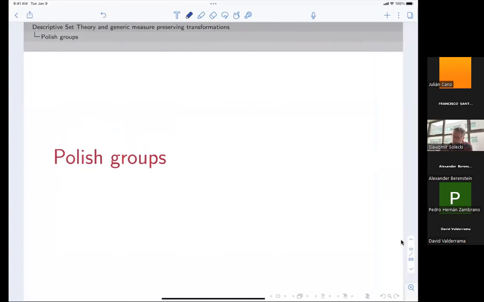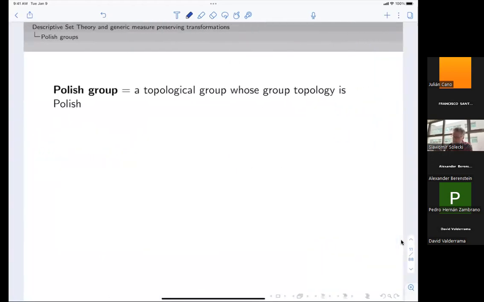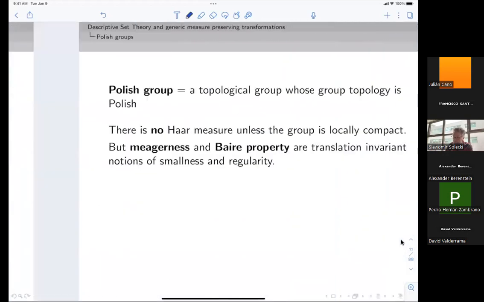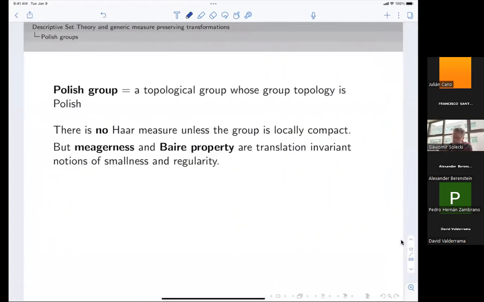So what are these Polish groups? I already alluded to Polish groups. These are topological groups whose group topology is a Polish topology, so metric, separable and complete. And as I already mentioned, there is no Haar measure on such groups unless those groups are locally compact.